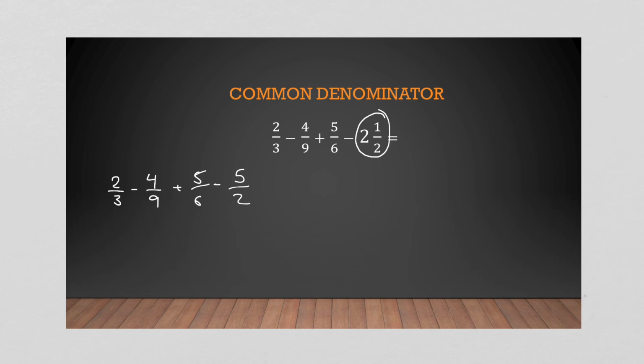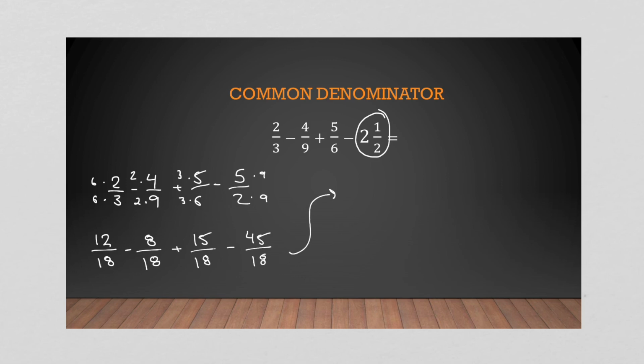Now, if I look at those numbers, I can multiply 3 by 6 to get 18. So that'll work. I can multiply 9 by 2 to get 18. I can multiply 6 by 3 to get 18. And I can multiply 2 by 9. So there's my lowest common denominator. It's going to be 18. So I will just put in my equivalents and rewrite these. So now I have 12 over 18 minus 8 over 18 plus 15 over 18 minus 45 over 18.